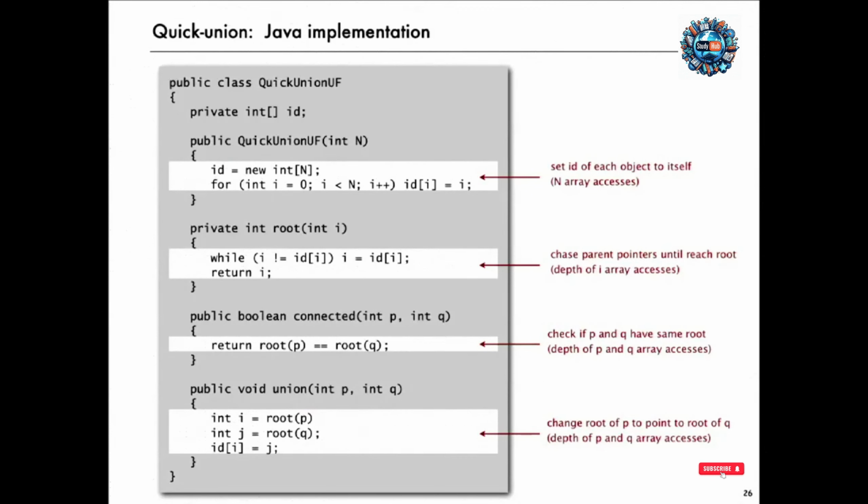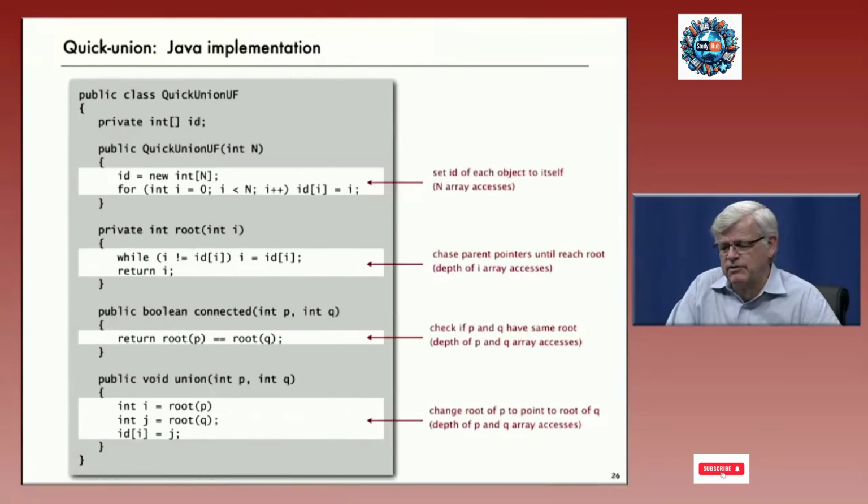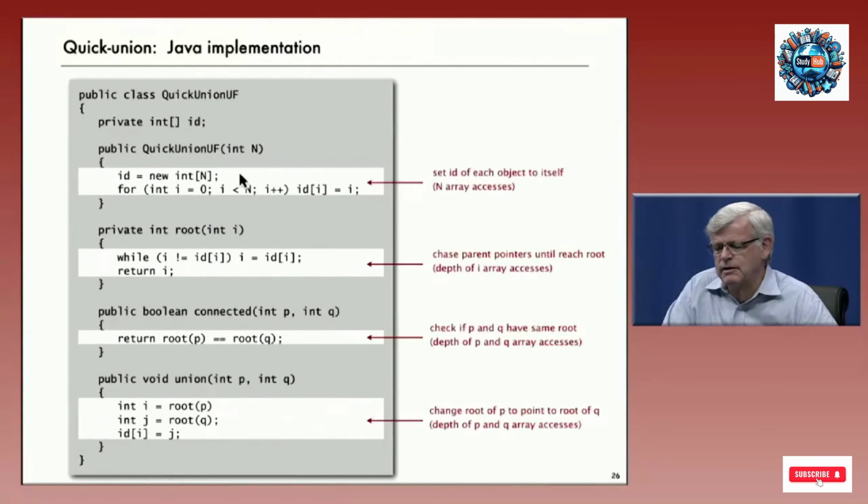All right, so now let's look at the code for implementing quick union. The constructor is the same as the other one. We create the array and then set each element to be its own root. Now we have a private method that implements this process of finding the root by chasing parent pointers until we get to the point where i is equal to id[i]. And if it's not equal, we just move i up one level in the tree, set i equals id[i], and return it. So starting at any node, you just follow i equals id[i] until they're equal, and then you're at a root.